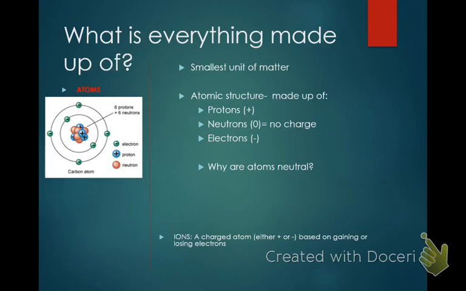Ions are a little bit different, okay? Ions are charged atoms, okay? And it's a charged atom because it has either gained or lost an electron, okay? So that's something we'll talk about a little bit more, but if you gain an electron, it becomes more negative, and if you lose electrons, they become more positive because electrons have a negative charge.